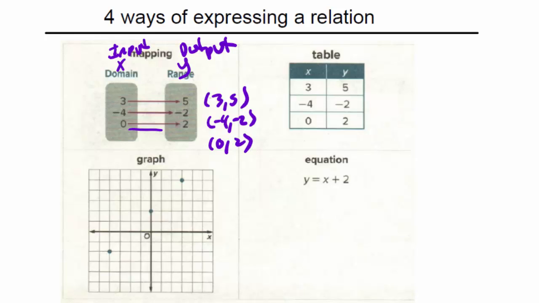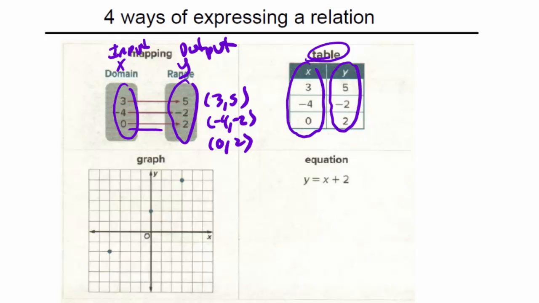Another way we could express it is using a table, and we almost always put the x on the left-hand side. So you notice you got the same 3 x's here that you had over here, and the same 3 y's that you have here in the original range on this side as well.